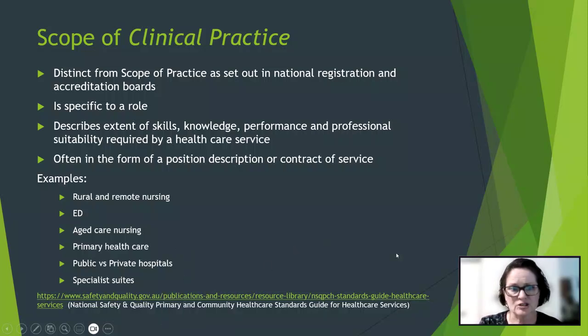Again, there's some really good information available on the National Safety and Quality Standards. That's a really long guide for healthcare services. If you want to go and check that out, there is some really good information that helps to clarify that.